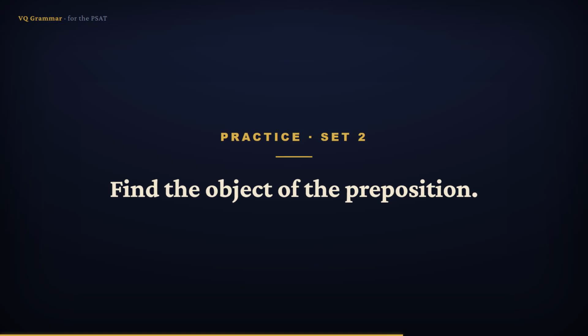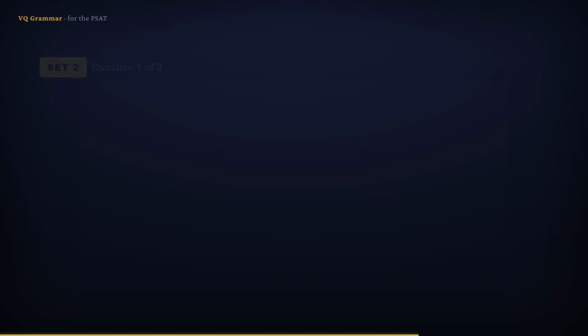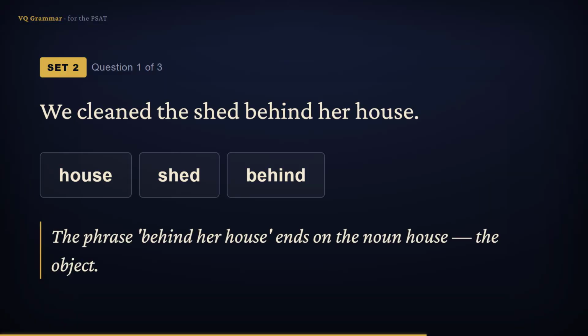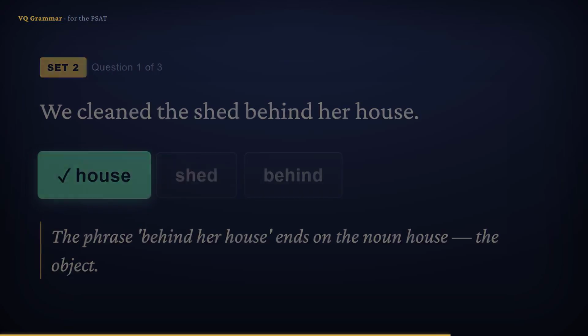Now find the object of the preposition, the noun or pronoun that ends the prepositional phrase. Pause and try each one. We clean the shed behind her house. The phrase is behind her house. It begins with behind and ends on the noun house. That ending noun is the object, so the answer is house.